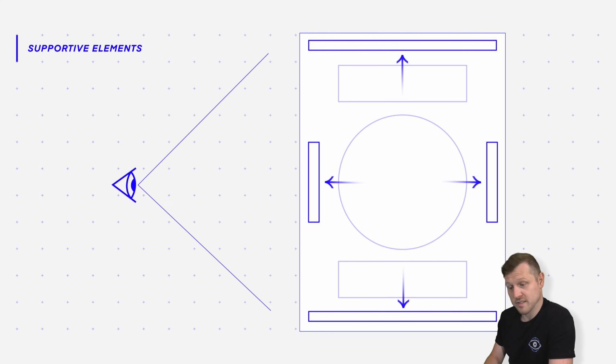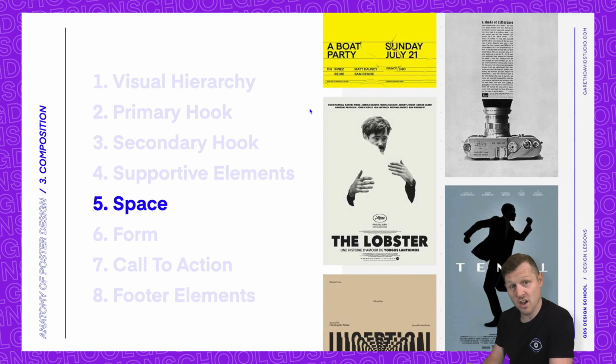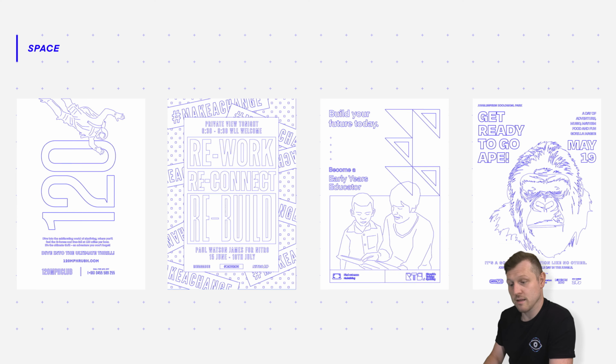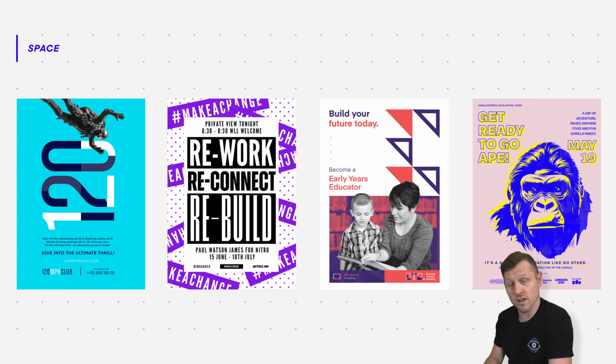Next comes space. Now, space in poster design is the silent communicator. It enhances clarity, separates elements, and influences visual flow. Strategic use of space creates balance, allowing content to shine and captivate. Some poster designs may employ negative space as a key part of the design, helping to guide the viewer's focus.